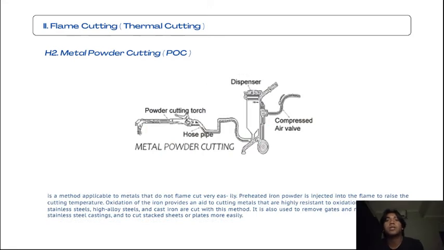Okay, now metal powder cutting, or PLC, is a method applicable to metals that do not flame cut very easily. Preheat iron powder is injected into the flame to raise the cutting temperature. Oxidation of the iron provides an aid to cutting metals that are highly resistant to oxidation. Chromium, nickel, stainless steels, high alloy steels, and cast iron are cut with this method. It is also used to remove gates and risers from iron and stainless steel castings, and to cut stack, sheet, or plates more easily.